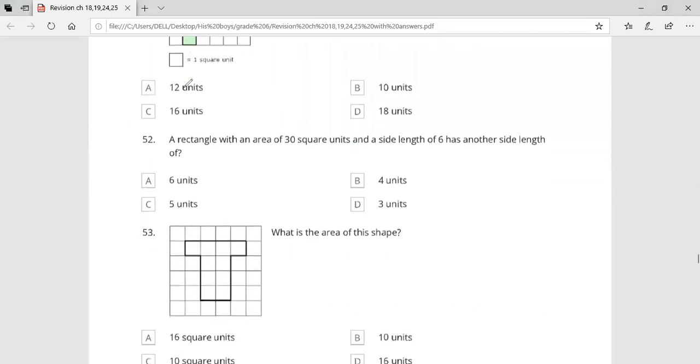The next one, a rectangle with the area. As we said before, area equals length multiplied by width. The area was given to us: the area is 30. So 30 equals length times width. The length is 6. The other side, which is W, we can find by dividing 30 by 6. W is 5.